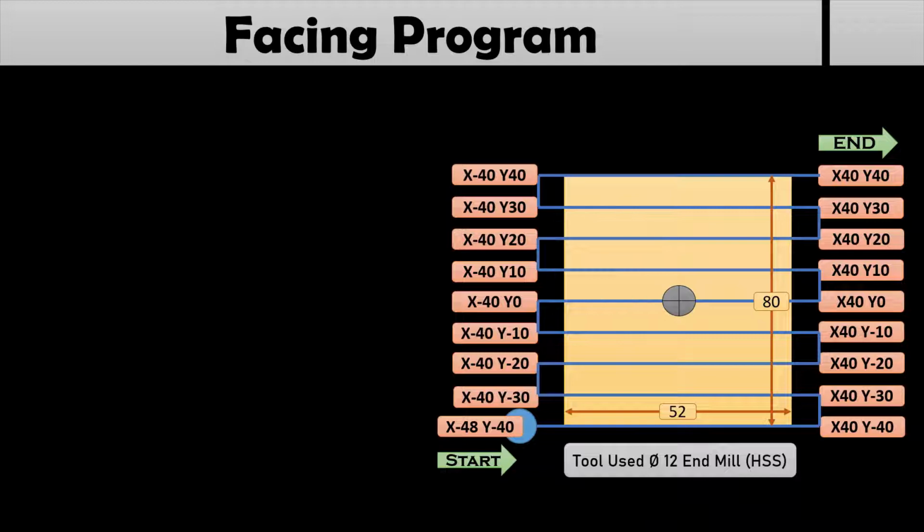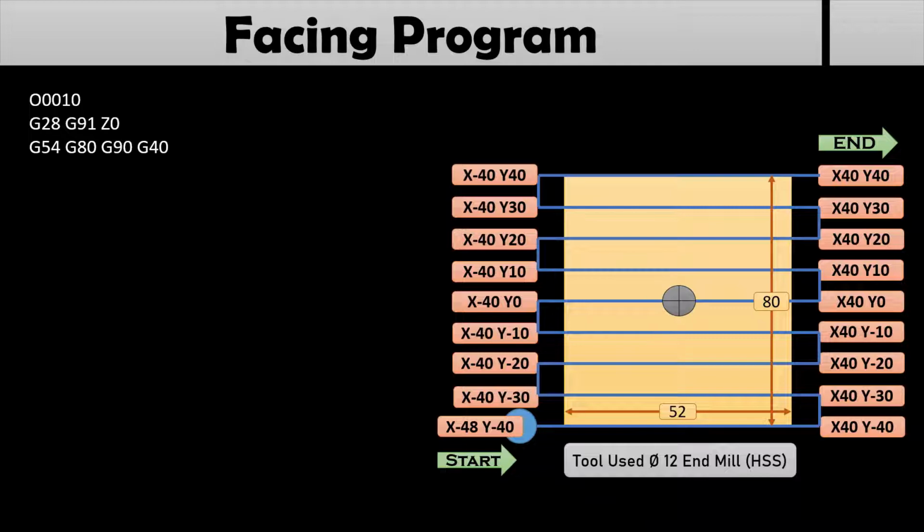Starting with the program, as you can see, O0010 is the program name or number. Then G28 G91 Z0 is the homing for the Z axis. Then G54 is the work offset which you are using. G80 is your canned cycle cancel, then G90 is your absolute mode of coordinate system, then G40 is tool nose radius compensation cancel.